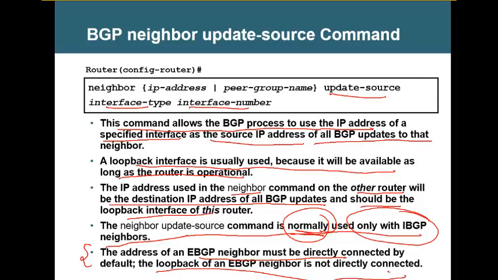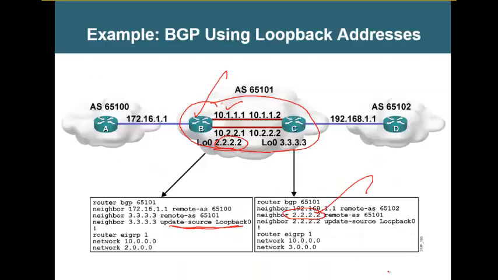So we say update source loopback 0. For EBGP we will not do this because EBGP needs to be directly connected. Loopback to loopback peering in EBGP needs a lot of workaround because loopbacks are not directly connected. Physical interfaces are the ones which are directly connected. In IBGP, this is how the configuration goes: neighbor address, remote AS, then the same neighbor, same address, update source.